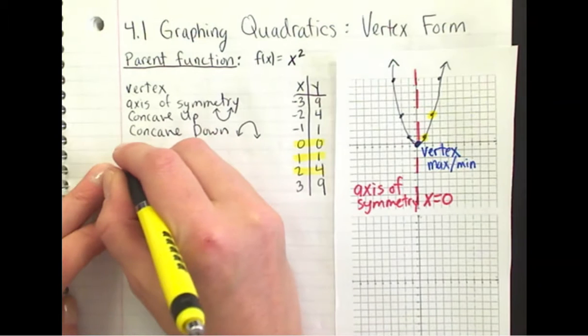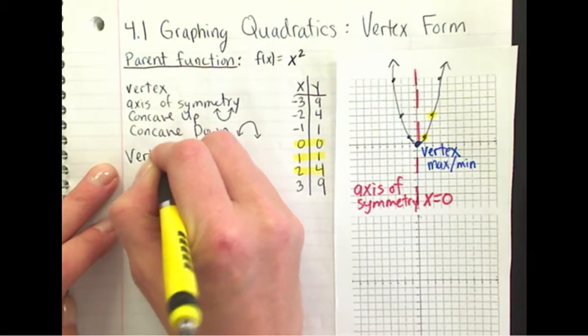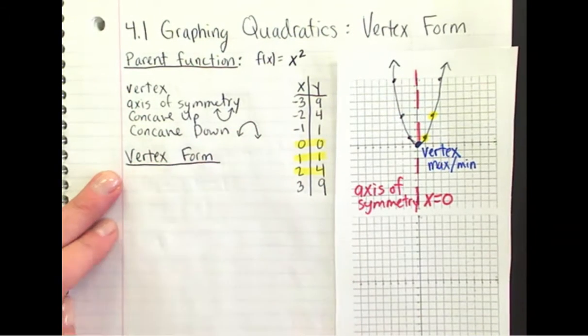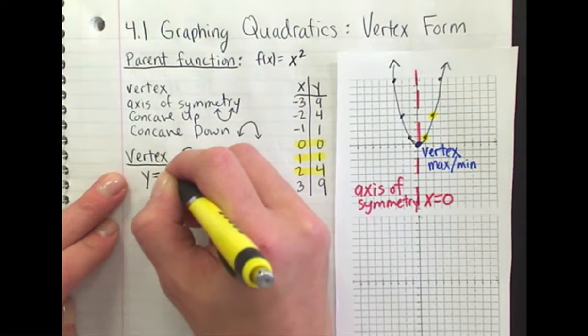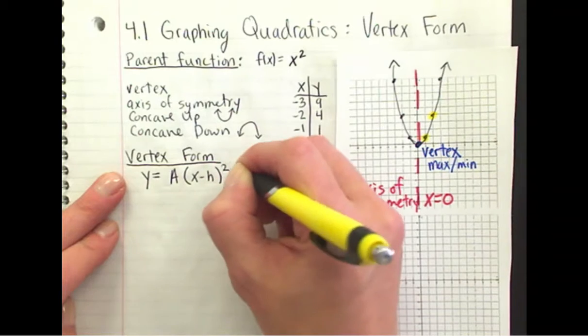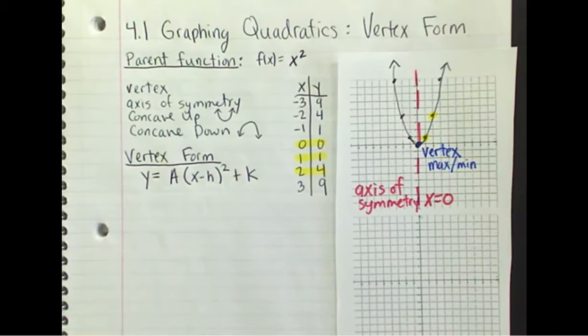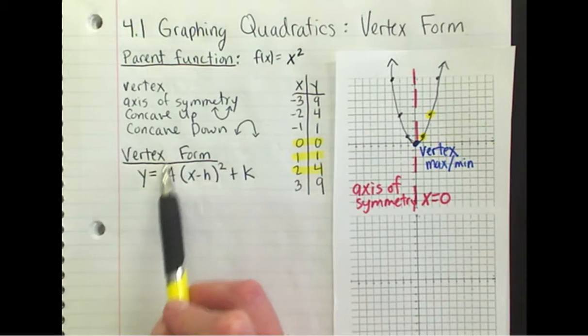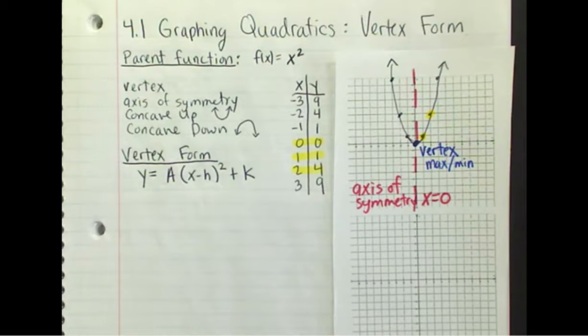Okay? So we're going to write down what vertex form is. Y equals a(x minus h) squared plus k. It looks kind of similar to the absolute value parent function, the transformation form. Good news, a, h, and k do the same thing. Except this isn't a line, it's a curve. So we're going to look a little bit closer at what a does to the graph.